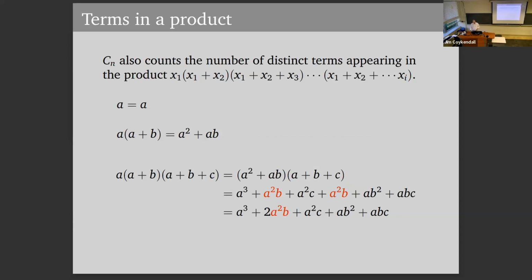Okay. Here's an interesting one. The distinct terms appearing in this product, where you multiply x1 times x1 plus x2, and all the way up to xn. I'm actually going to give the names just a, b, and c. When you write this, you don't know how many letters there are. But when you multiply a, you get one term. When you multiply a times a plus b, you get a squared plus ab, two terms. When you multiply times a plus b plus c, you take your previous answer, multiply by a plus b plus c, and you get 6 terms, but 2 of them are alike and they combine. So you get 5 distinct terms.